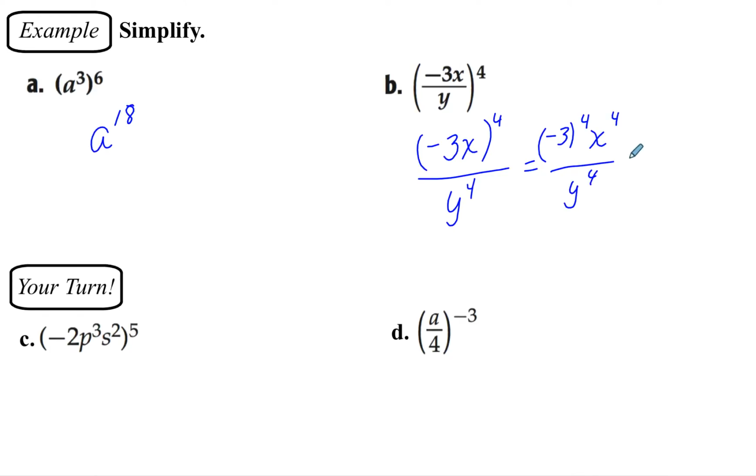And the only thing we have left to do is figure out what negative 3 to the fourth power is, and that is a positive 81, x to the fourth, over y to the fourth. So our parentheses are gone and we have no negative exponents. Don't forget to do the two that are your turn.